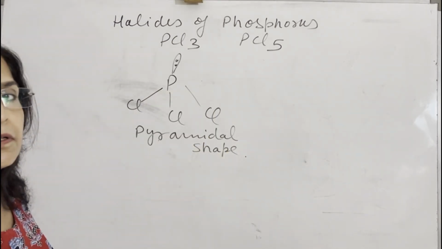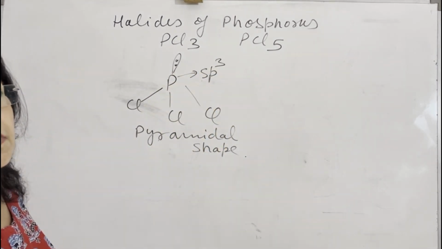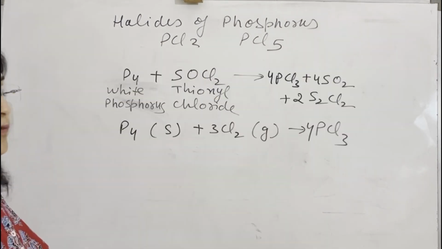Phosphine also has pyramidal shape and phosphorus is sp3 hybridized. In phosphine also phosphorus is sp3 hybridized and the bond angle is 100.4 degree. Phosphorus trichloride can be prepared by these two methods.